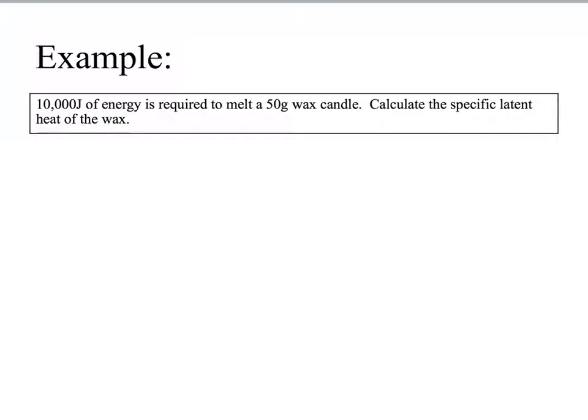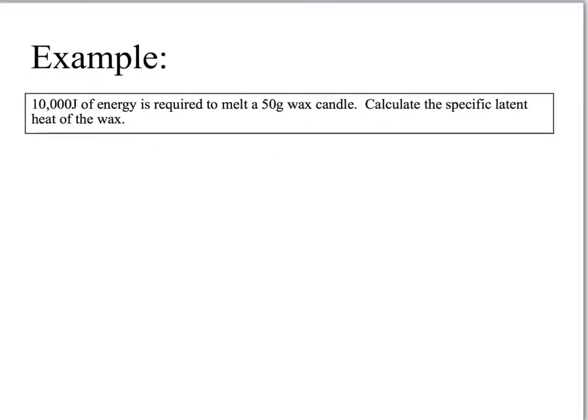Okay, so this example is also for higher tier only, as it's going to require us to change the subject of the equation. Here we go. 10,000 joules of energy is required to melt a 50-gram wax candle. Calculate the specific latent heat of the wax. Before we start, we've got a unit here that we're going to need to change, and that's our 50 grams. We need to have mass in kilograms, so we're going to need to change that at some point.